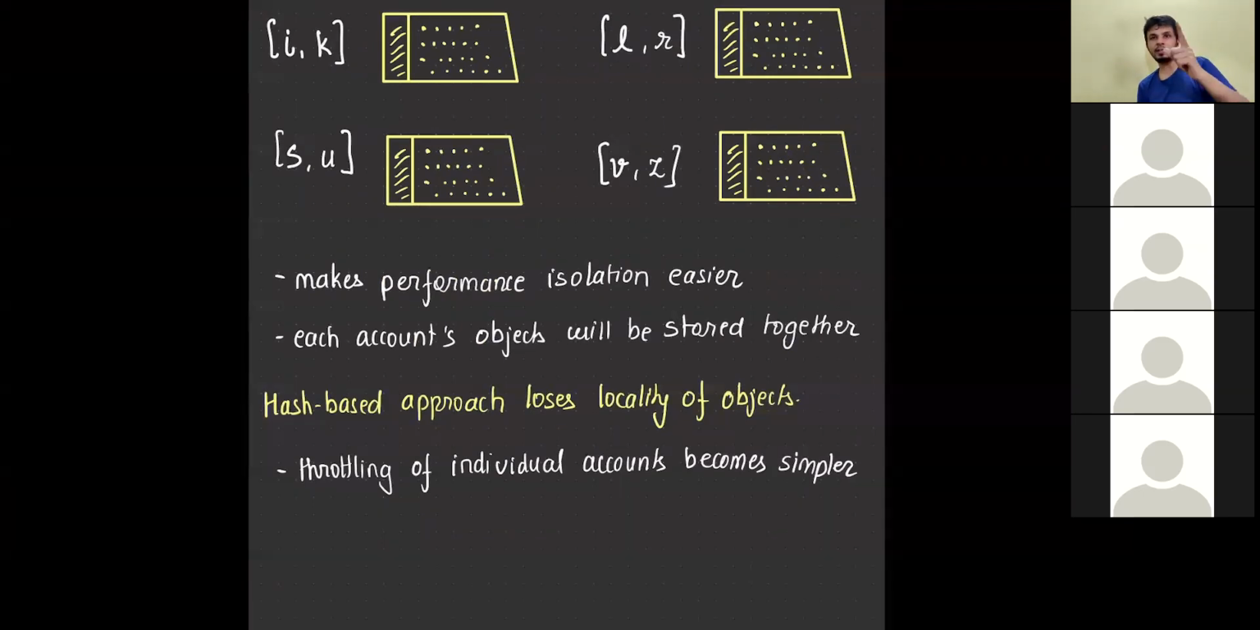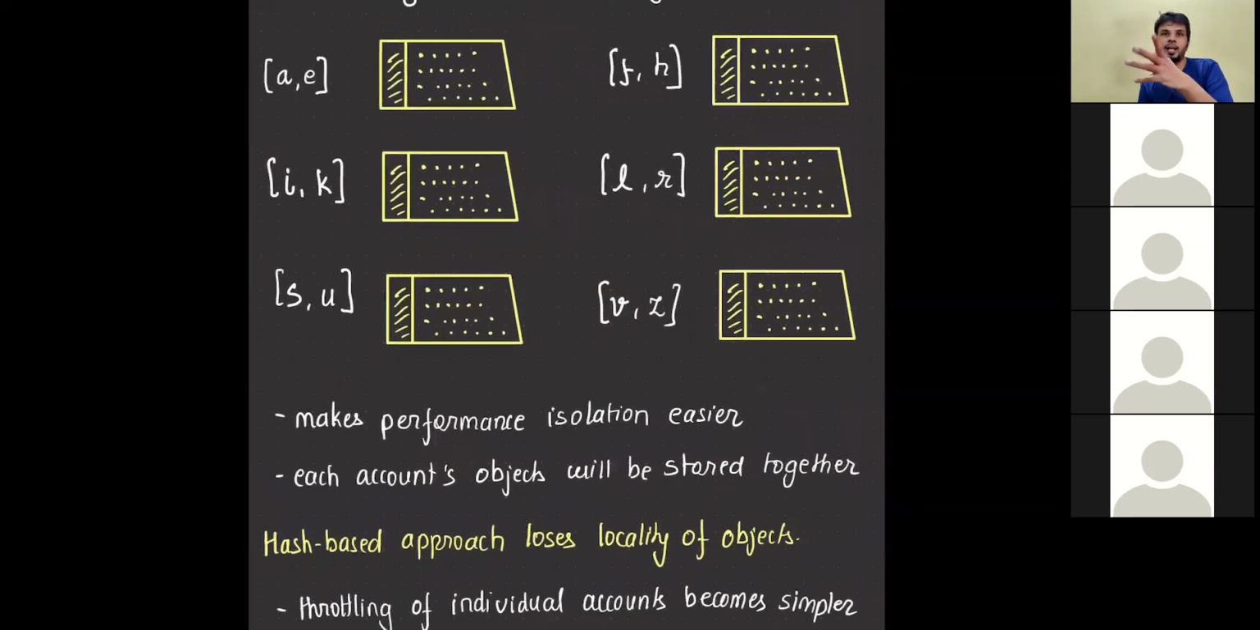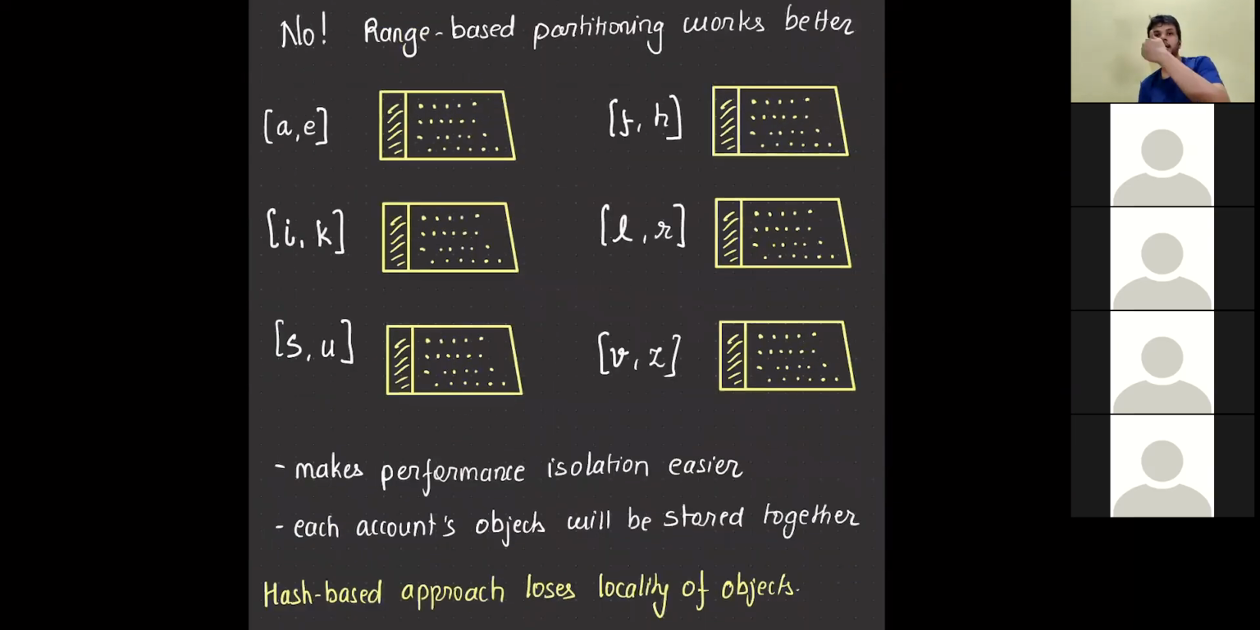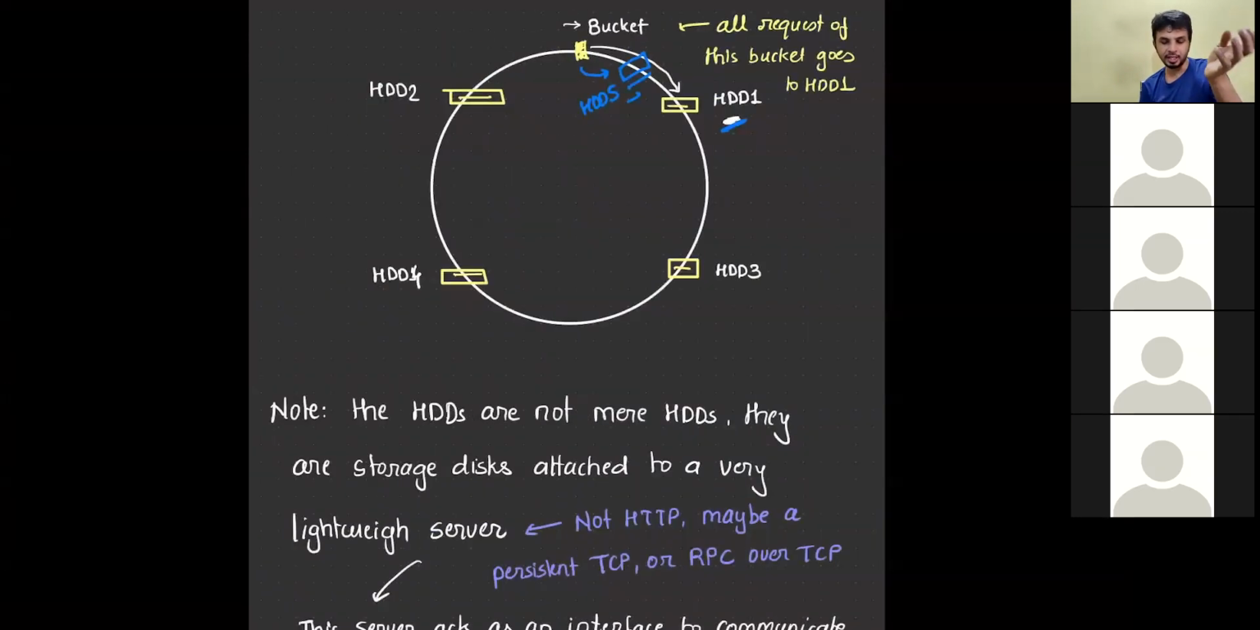Each account's objects will be stored together, right? This is another big advantage, because for one account you can have multiple layers of range-based partitioning, like one on the account layer. Within that account, you can have a bucket layer and whatnot. So all the objects of a particular bucket or of a particular organization will be sitting together in one partition, or maybe a couple of partitions here and there, but they would be lying very close to each other.